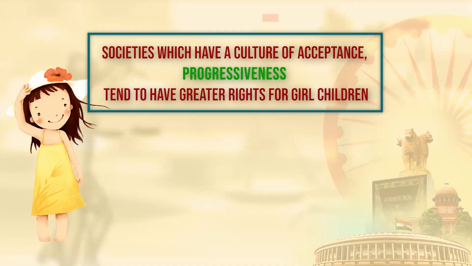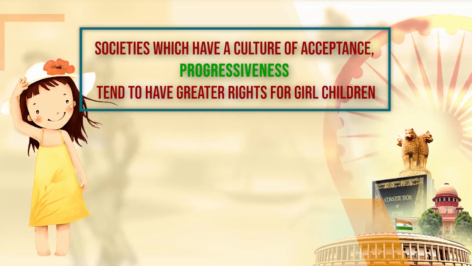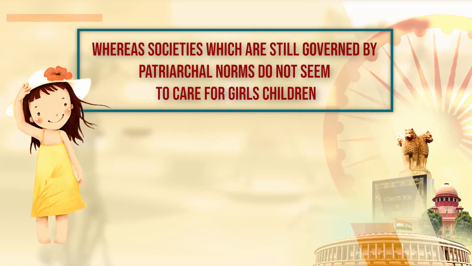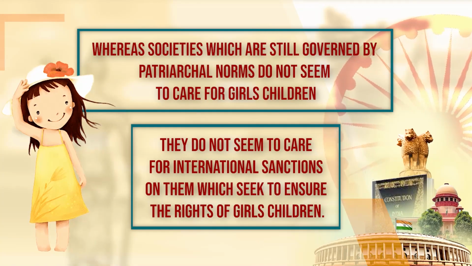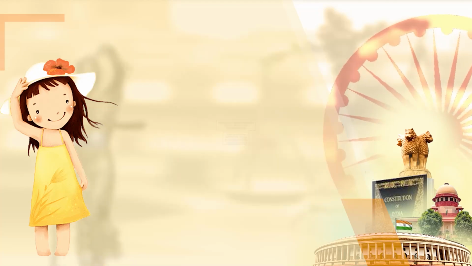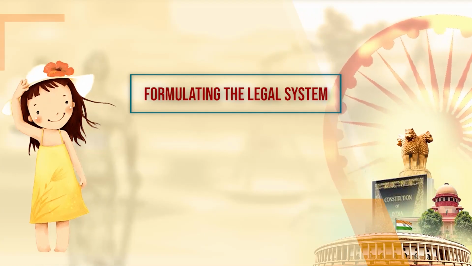We find that societies which have a culture of acceptance, societies which have a culture of progressiveness in them, tend to have greater rights for girl children, whereas societies which are still governed by patriarchal norms do not seem to care for girl children. They do not even seem to care for international sanctions on them, which seek to ensure the rights of girl children. Therefore, we must acknowledge that the cultural system has a role to play in formulating the legal system. We cannot look at the legal system in isolation.